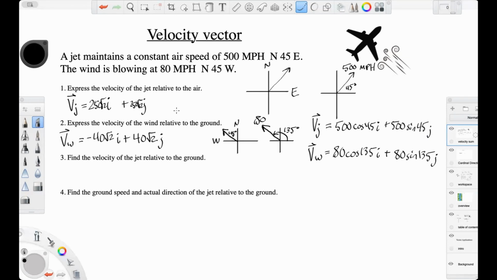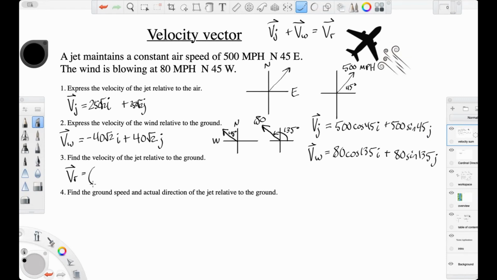Okay, cool. So part 3 says find the velocity of the jet relative to the ground. We just want to keep in mind what we're doing, right? The overall approach is that if we find the velocity of the jet and add it to the velocity of the wind, that's going to give us the resultant velocity, right? So what we'd see the jet doing relative to the ground. That's what this is asking for. It's saying find the velocity of the jet relative to the ground, or find the resultant vector. So we're just going to add these things together.